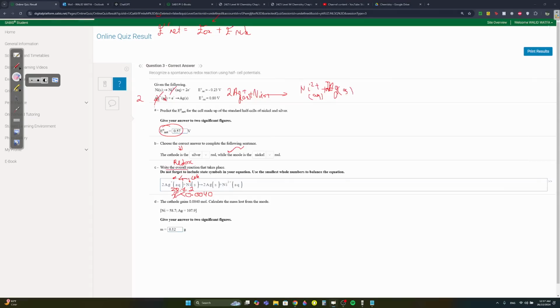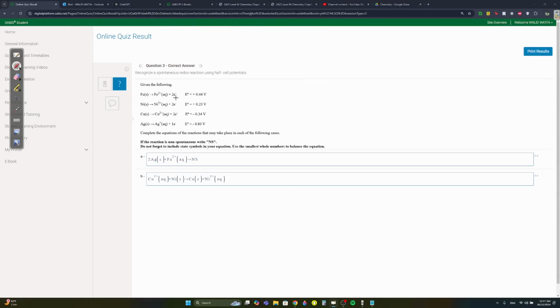Question 3. You have considered the following. They gave you reactions listed in decreasing E0 value. Complete the equation of the reactions that may take place in each of the following cases. So they gave you it like this. If it's non-spontaneous, write NS.